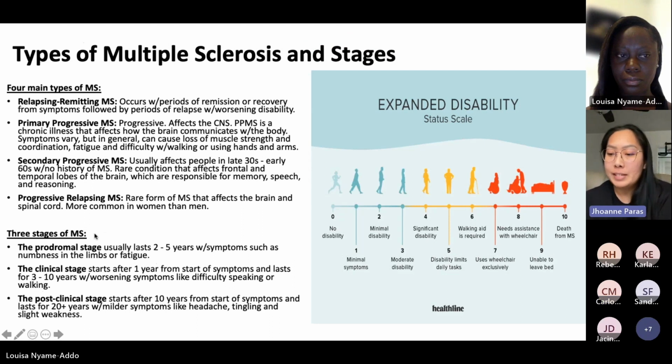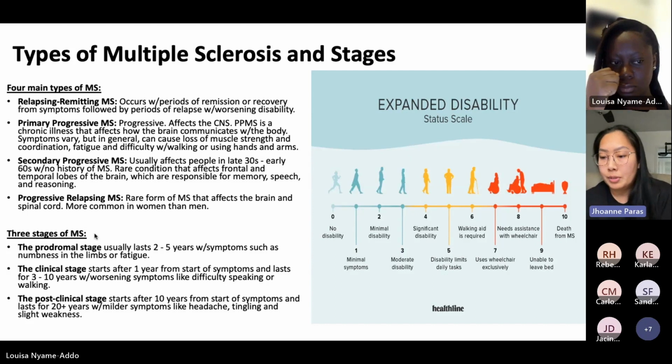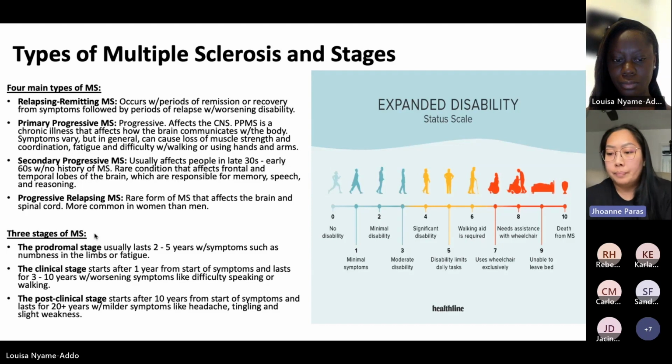So there are 4 main types: relapsing remitting, primary progressive, secondary progressive, and progressive relapsing. There are also 3 stages: the prodromal stage, clinical stage, and post-clinical. The difference between primary progressive and secondary progressive affects the memory, speech, and reasoning. And all types of multiple sclerosis affect motor function, or muscle movement.